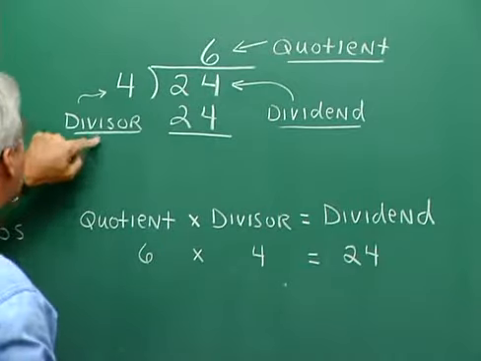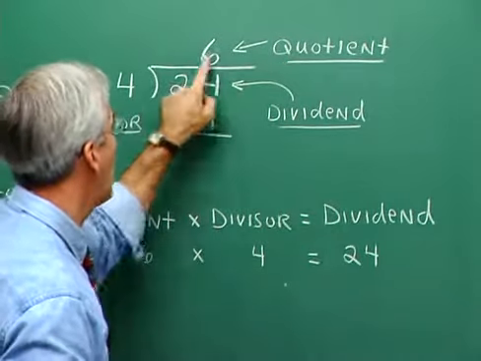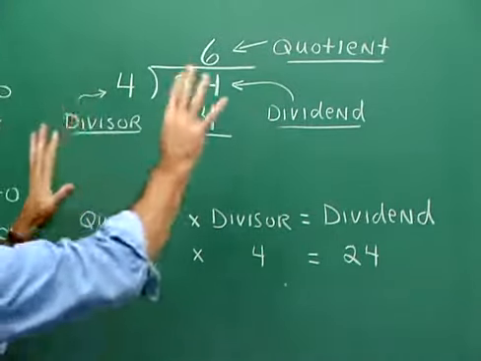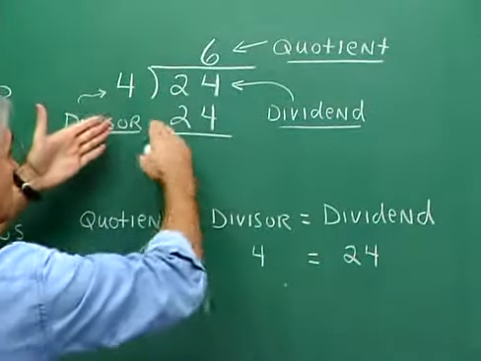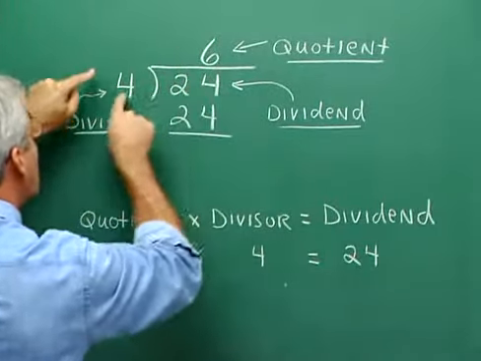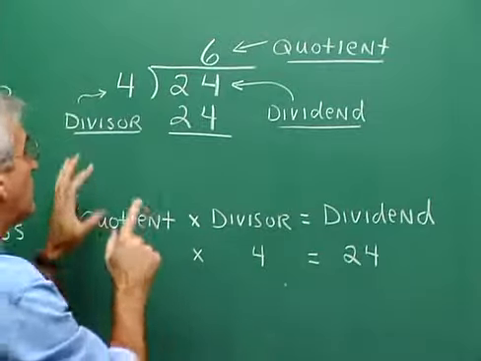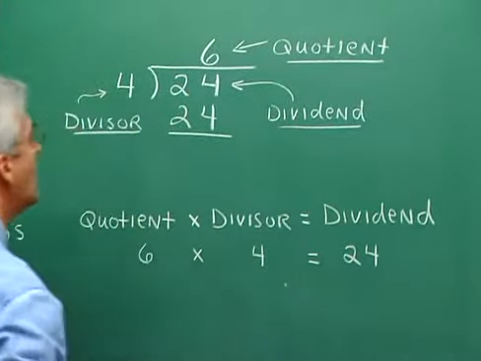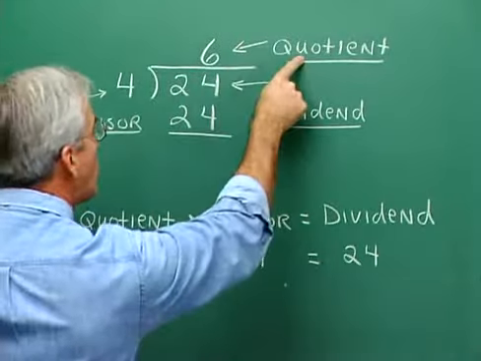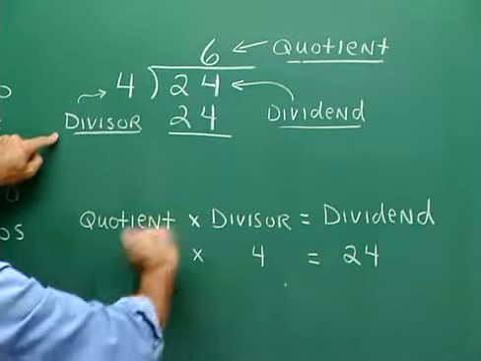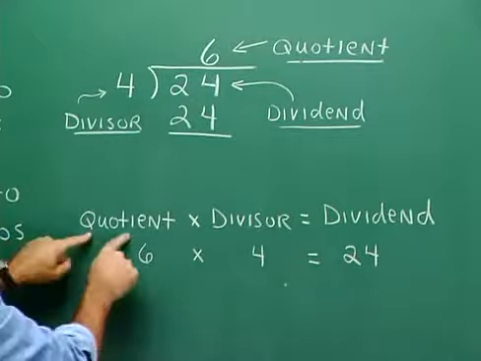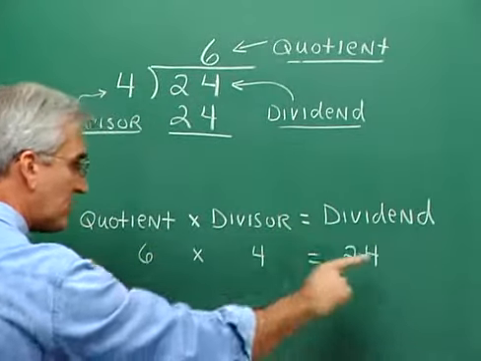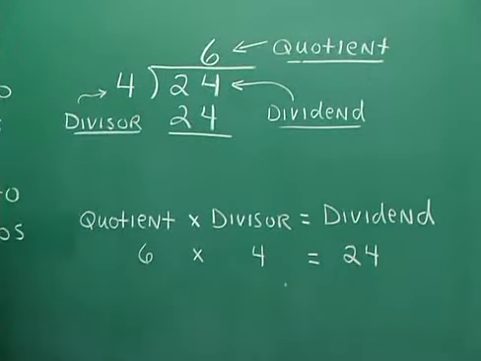So, divisor, dividend, quotient. Now, notice the check I performed here: 6 times 4 is 24, in order to verify that 6 is indeed the quotient. And that check, notice, is quotient times divisor is equal to the dividend. So quotient times divisor is dividend. This is the way to check division problems.